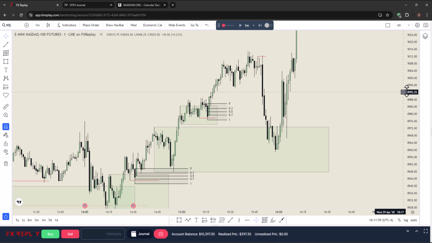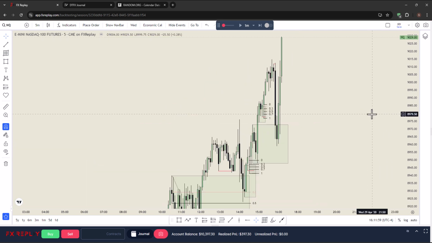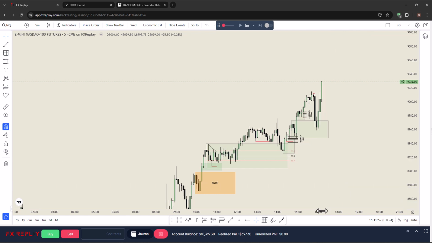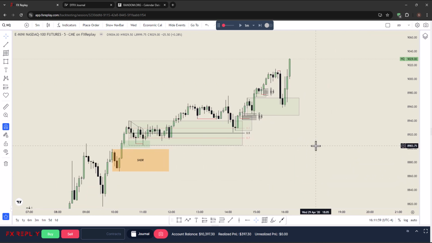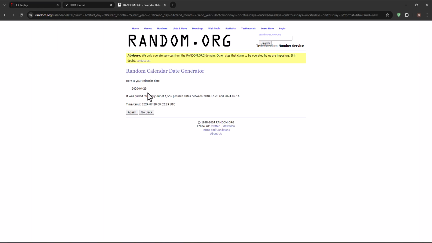With another expansion leg. Let's go to the 5 minute and see how that looks. Clean day, I'm not going to lie. Not all the days are this clean. And just directional. All right, so this is the end of the session. As you can see, a random day from here.